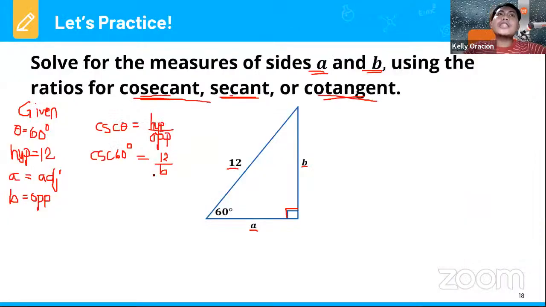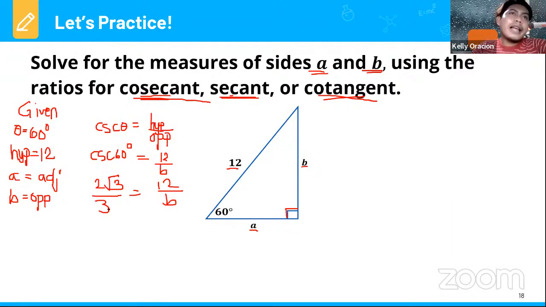Sige. Let's solve this one. What's the value of cosecant 60 degrees? We have 2 square root of 3. Am I correct? Correct me if I'm wrong, ha? The value of cosecant 60 degrees is 2 square root of 3. Tama ba? 2 square root of 3? Okay, tama. Sige, that's correct.